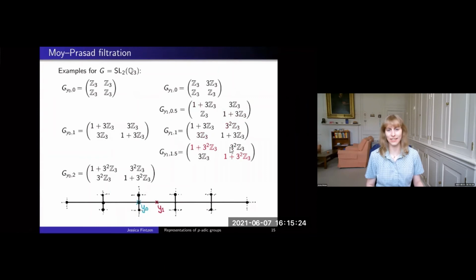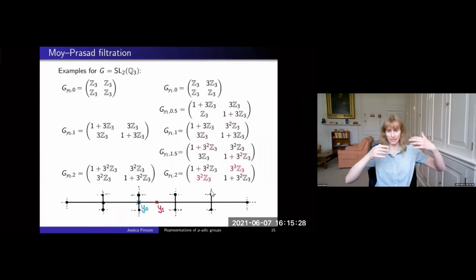Then we change again the diagonal. And then we change the off diagonal. So change just means we make it slightly smaller. We impose an additional condition. And this is essentially how all the Moy-Prasad filtrations work. We always have the diagonal that we change at certain steps, and then we have the off diagonal that changes at different steps. And the building tells us when these changes occur.